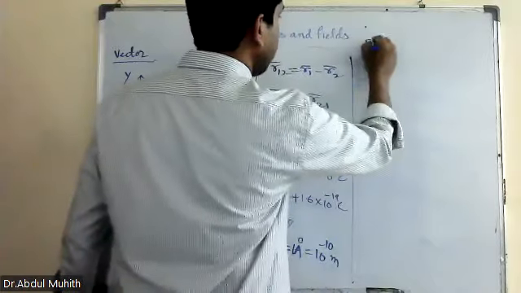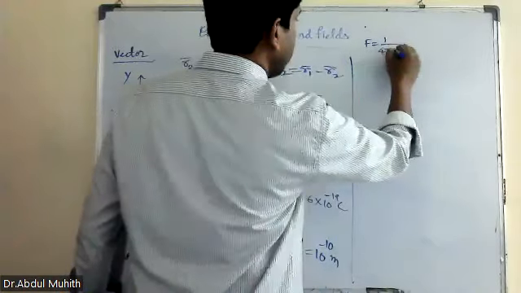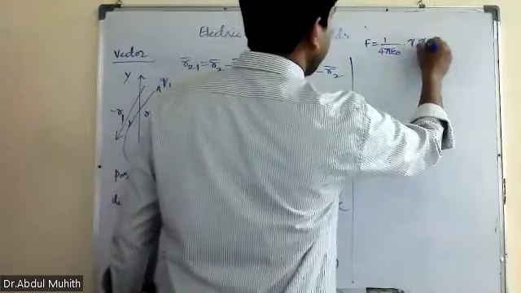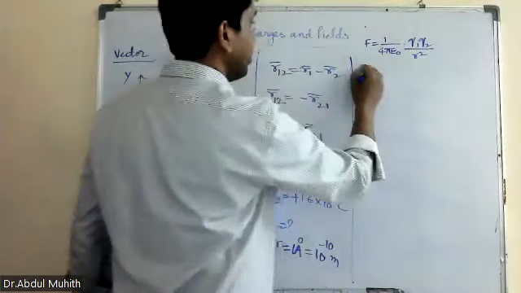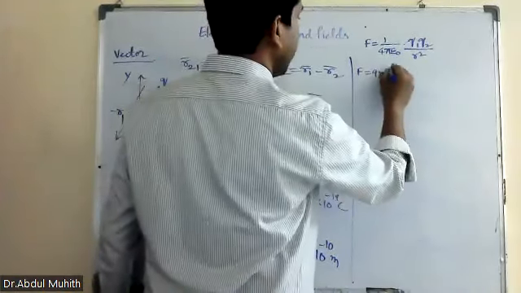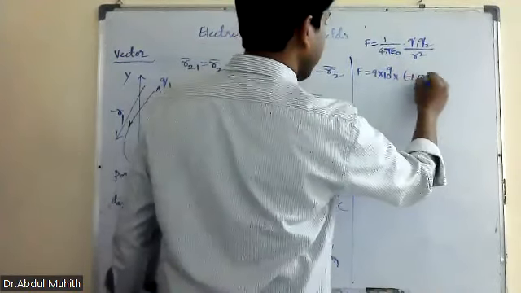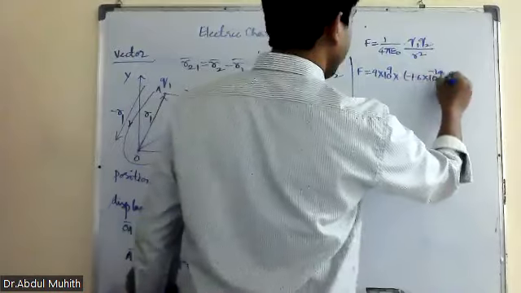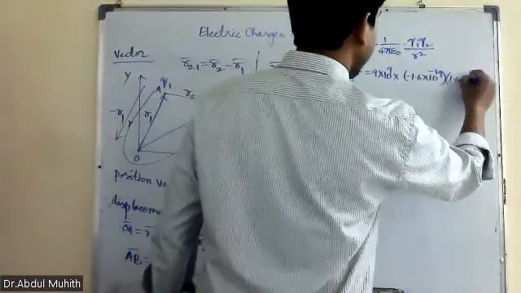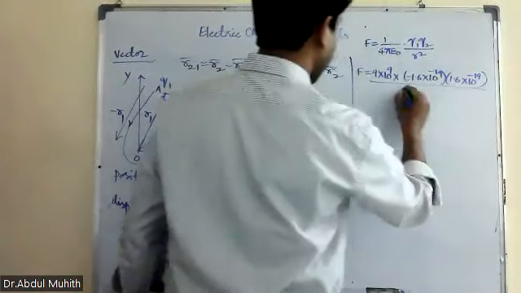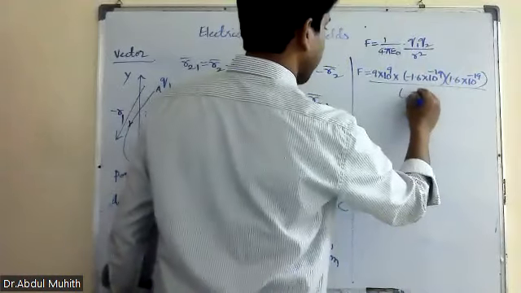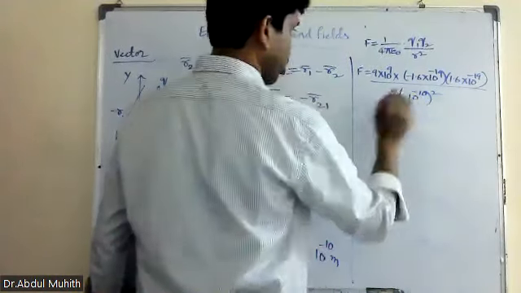What is the formula? F is equal to 1 by 4 pi epsilon 0 into Q1 Q2 by R square. So F is equal to 9 into 10 to the power of 9 into Q1 Q2, that is minus 1.6 into 10 to the power of minus 19 into 1.6 into 10 to the power of minus 19, divided by R square. What is R square value? 10 to the power of minus 10 whole square. Okay, this is how to solve this value.